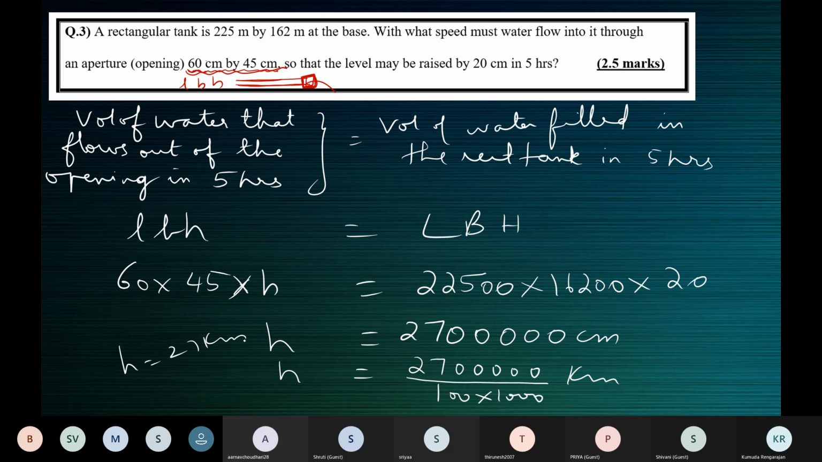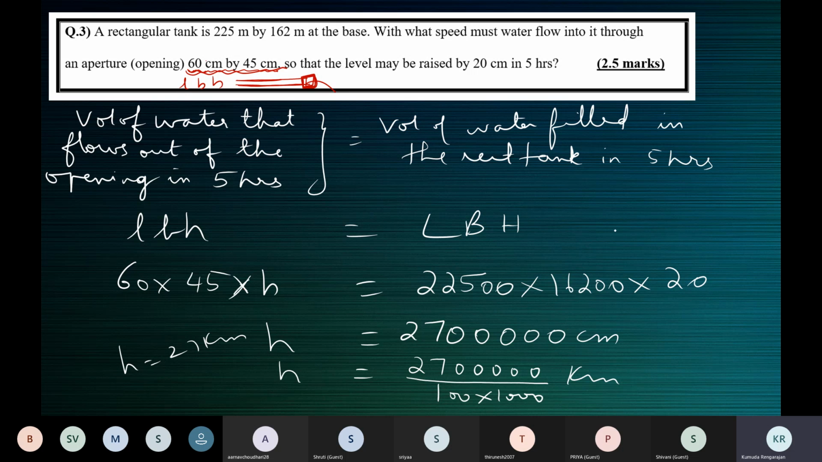So we got it. The height of the water column in 5 hours, if you make that water column stand, will be 27 kilometers. Length 60 centimeters, breadth 45 centimeters, height 27 kilometers. That much water has come out of the pipe in 5 hours. We want the speed. That means we want per hour.